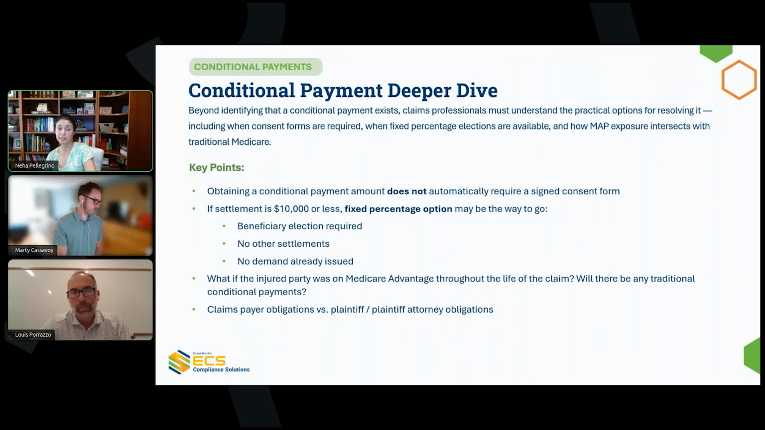There are specific criteria here. So the claim must be related to physical injury. The total settlement amount must be less than $10,000. The Medicare beneficiary must elect this option, and that should happen pre-settlement, as well as, Medicare cannot have issued any demand. So a convenient option if the criteria fits, but it's also good to just have an overall awareness of what the conditional payment amount is prior to selecting that option, just in the event that you actually end up overpaying as a result. So let's move to the next one here.